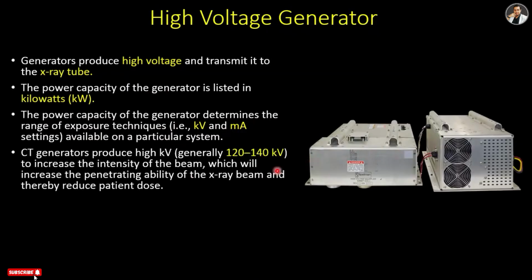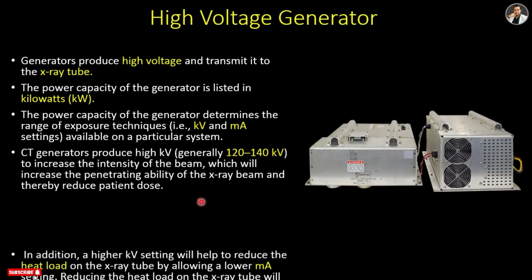CT generators produce high kilovoltage, generally 120 to 140 kV, to increase the intensity of the beam, which will increase the penetrating ability of the X-ray beam and thereby reduce patient dose. Due to this high voltage, the dose of radiation decreases. This is because the highly penetrating X-ray is very strong and the beam goes inwards.